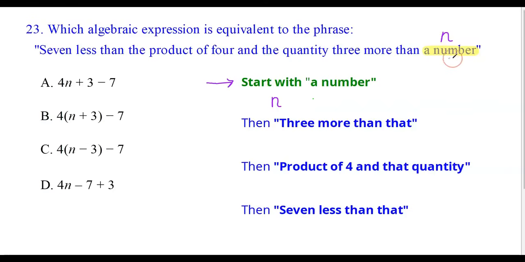Now we're doing a whole bunch of stuff with this number, so I'm going to read this sentence backwards because a number shows up at the end of the sentence. So what are we doing with this number? Well, we're taking 3 more than the number, and I wrote that right here. Then from there, we're taking the product of 4 and all that, which I wrote here. And then from there, we're going to take 7 less than all of that, which I wrote here.